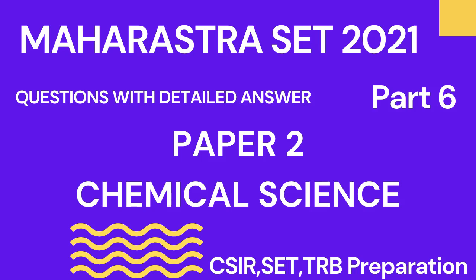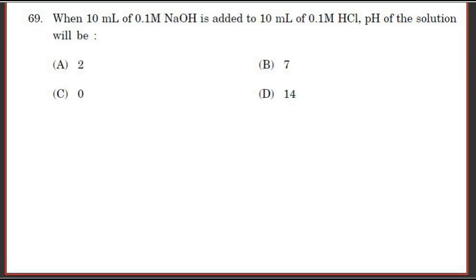Maharashtra SET 2021 question with detailed explanatory answer. Paper 2 Chemical Science Part 6. Question number 69. When 10 ml of 0.1 M NaOH is added to 10 ml of 0.1 M HCl, the pH of the solution will be.